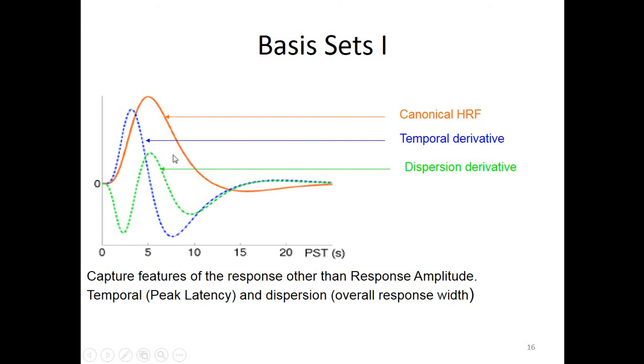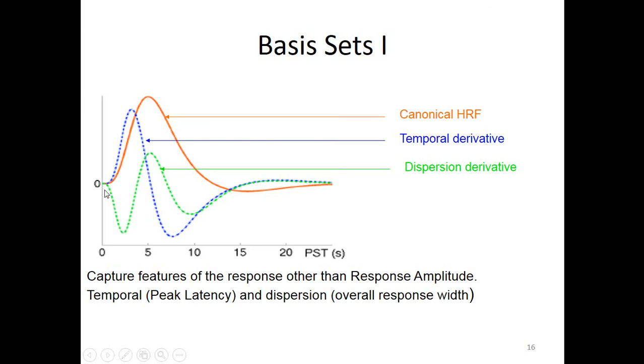There's also the dispersion derivative, which has to do with whether this width, the dispersion of the canonical HRF, varies. Maybe the response is normal in the time it reaches peak, but it's much wider, and it doesn't come back down to here. So the dispersion derivative captures that. If the response is much wider, it'll fit the data here, and we'll have a negative beta. If it's much narrower, it'll fit the positive derivative here.